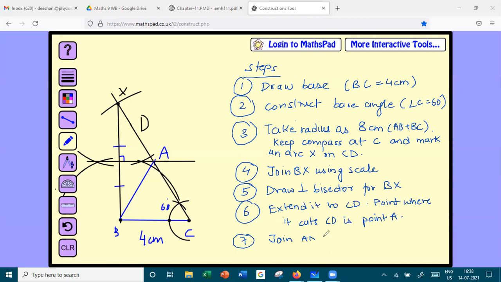Join AB using a scale. Ma'am, your voice is breaking again. I really can't hear what you're saying. Oh, okay, not to worry. Whatever I said, I wrote on the board. I was just dictating the exact same thing. Am I audible now? Can you all hear me now? Yes, ma'am, you're audible. So just write down whatever I have written on the board. I did not say anything else.